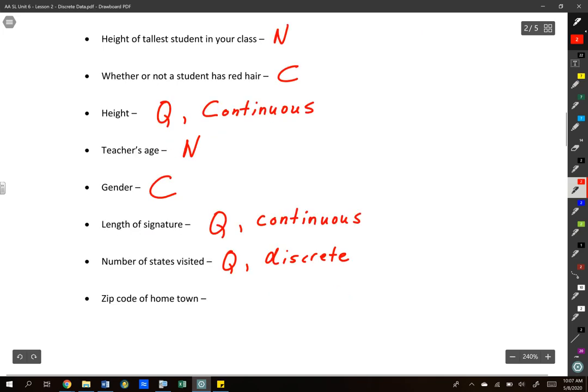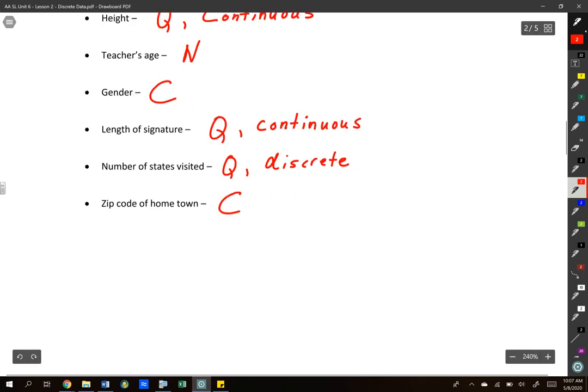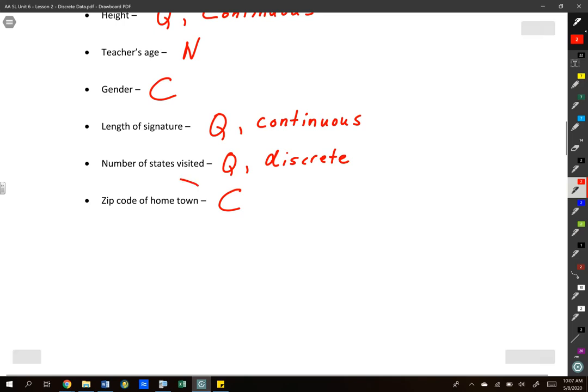The zip code of your hometown. Well, hopefully you were listening at the start of the lesson, because a zip code, even though it is numeric, is made up of all numbers, right? The zip code is just a label. So a zip code is categorical, right? Now, if you didn't understand why I picked that, go back and listen to the start of the lesson.